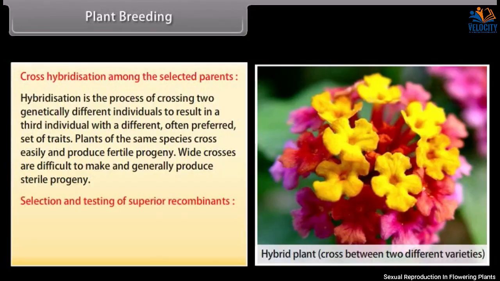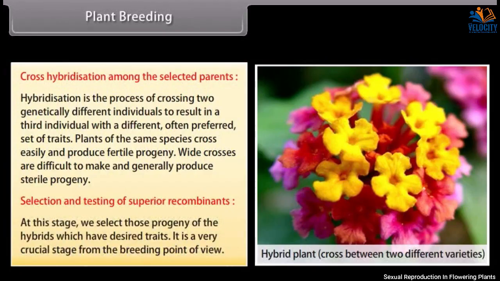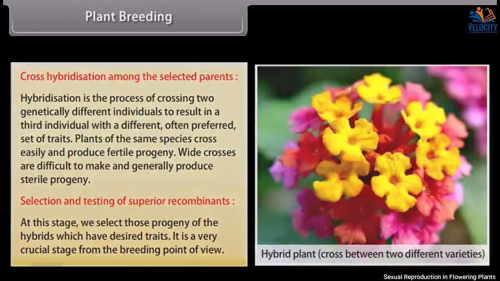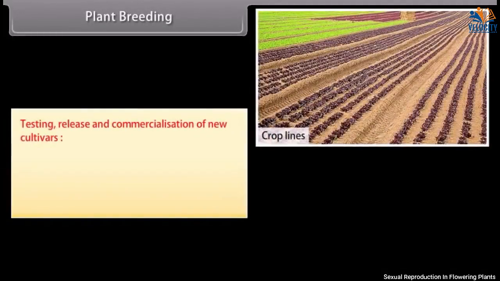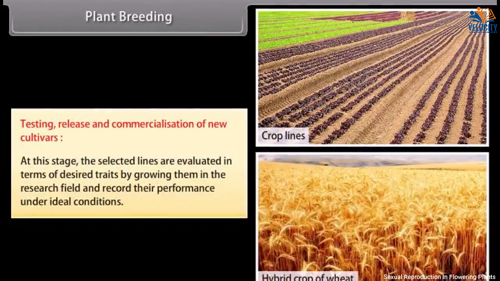Selection and testing of superior recombinants. At this stage, we select those progeny of the hybrids which have desired traits. It is a very crucial stage from the breeding point of view. Testing, release and commercialization of new cultivars. At this stage, the selected lines are evaluated in terms of desired traits by growing them in the research field and record their performance under ideal conditions.